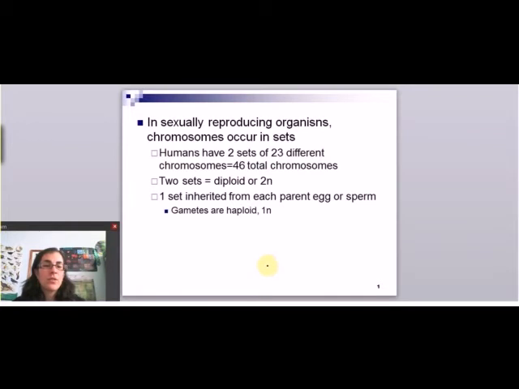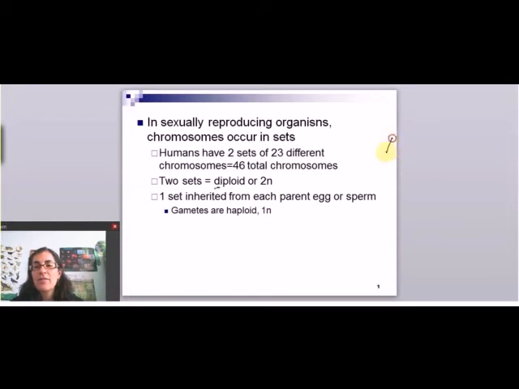When an organism like us has 2 sets of chromosomes, we are referred to as diploid, so di for 2, or 2N. And in diploid organisms that sexually reproduce, each set is inherited from a parent. So an egg cell has 1 set and a sperm has 1 set. These are called haploid cells, haploid or 1N.